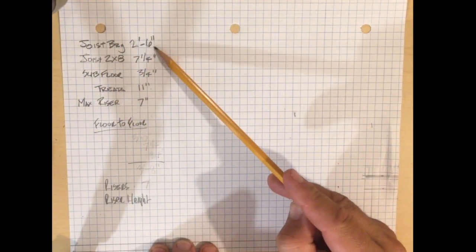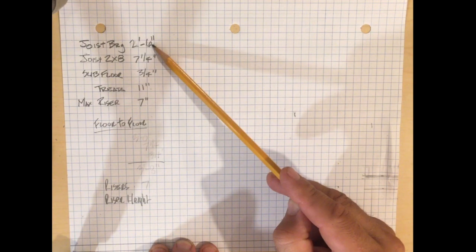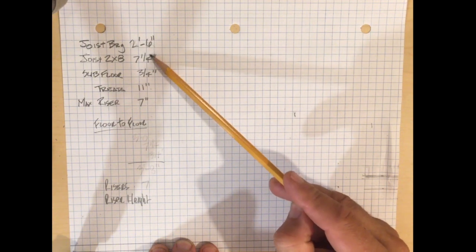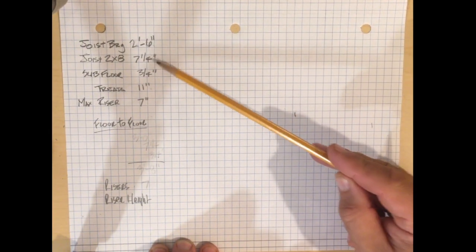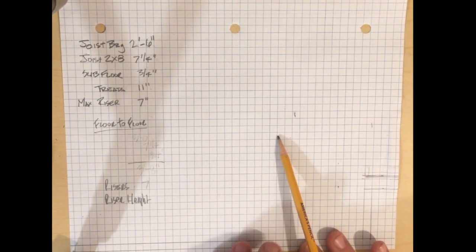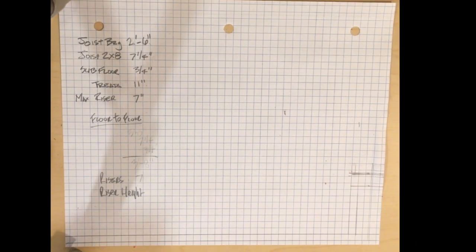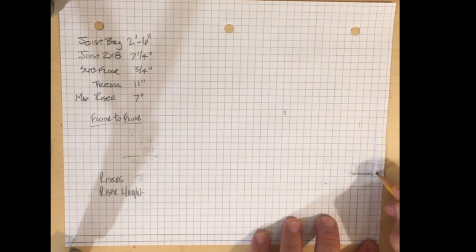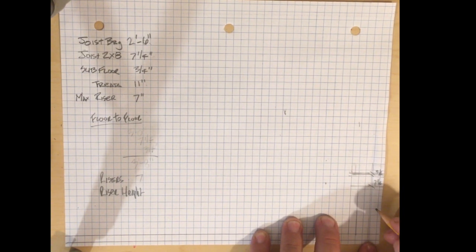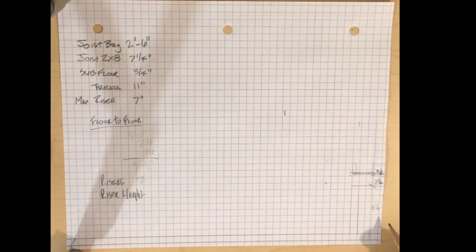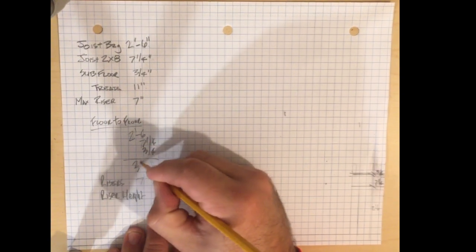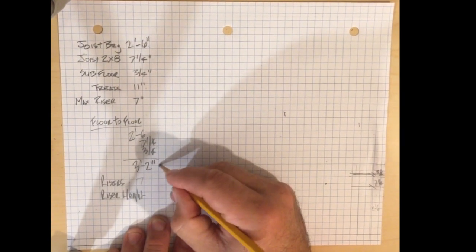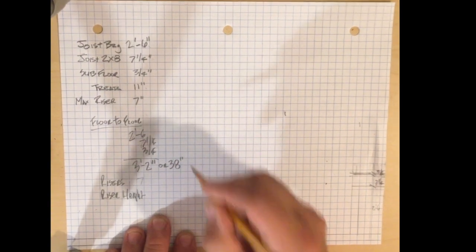I have a joist bearing of 2'6", and then my joists themselves are 7¼ inches, and my subfloor is 3/4 of an inch. So if I'm laying that out right here, I've got my subfloor is 3/4, my joists are 7¼ and the joist bearing height is 2'6". If I add these all up, 3 foot 2 inches, or 38 inches.